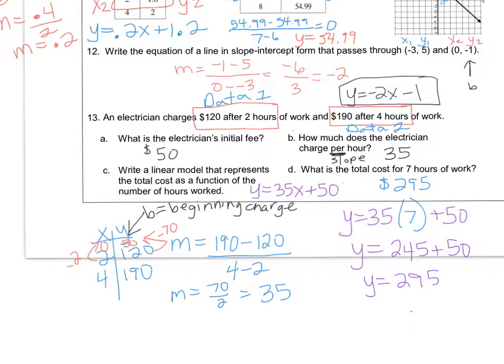So on 13, we took the 2 pieces of data that they gave us in the situation and created a table. We also used those 2 pieces of data in order to find the slope using the slope formula. And then finally, we counted back. Once we figured out what the slope was, we counted backwards to get to 0 on the table to find our initial fee. When I have my slope and my y-intercept, my initial fee, put together the equation, and then finally for part D, plugged in 7 for my x, for my hours, to get the total cost for 7 hours of work.